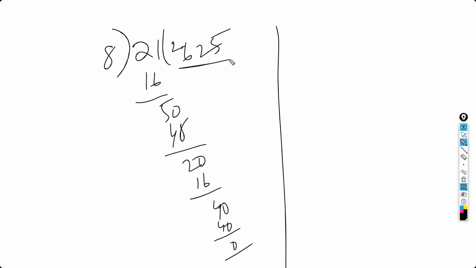So what is the answer? 2.625. That is the answer. Why are you continuing like that? Why are you writing 2.6, then again 2, then again 5? Till you get the remainder 0.